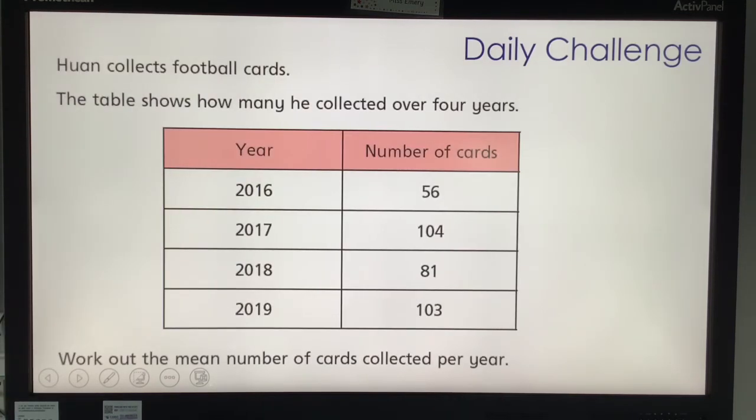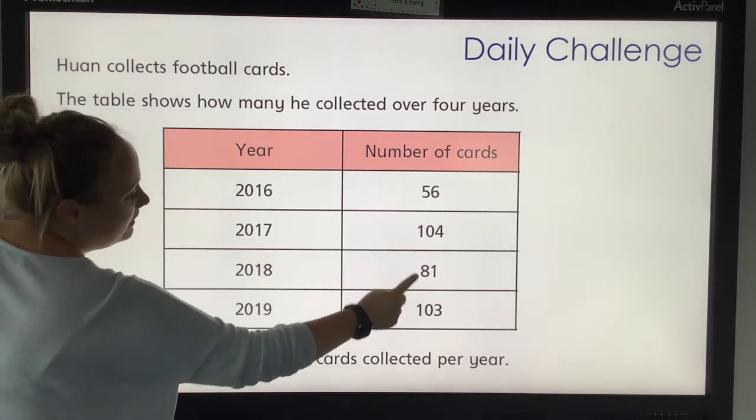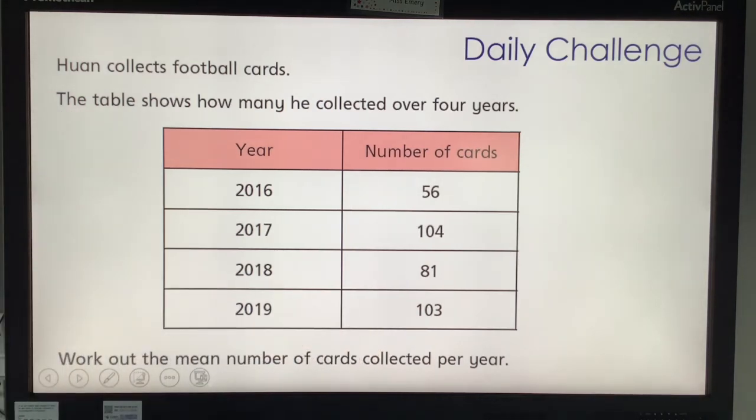Then, we've got collections of football cards. The table shows how many football cards have been collected over 4 years. So here's your each individual years, and here is how many were collected each year. I need you to work out the mean number of cards collected per year, the average they collected every year. Think about how you'd work that out. Pause the video and have a go.